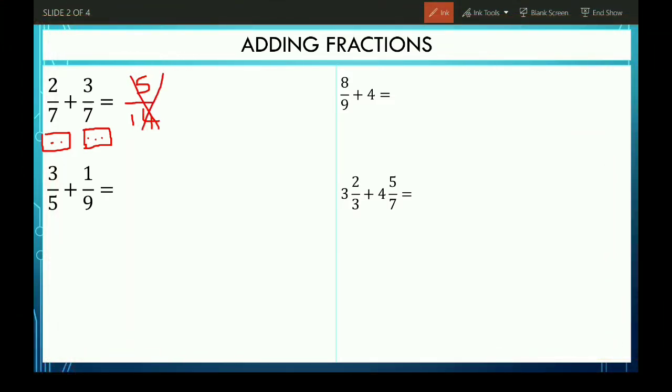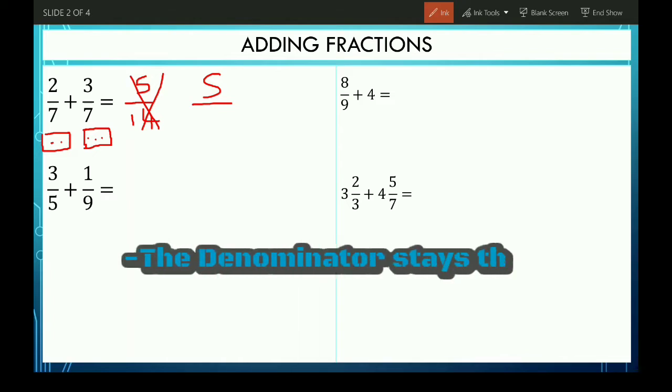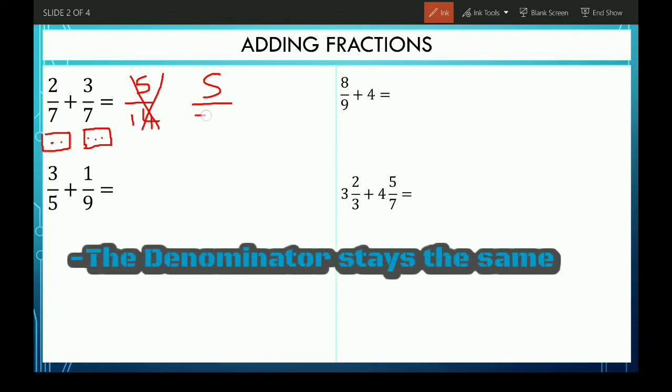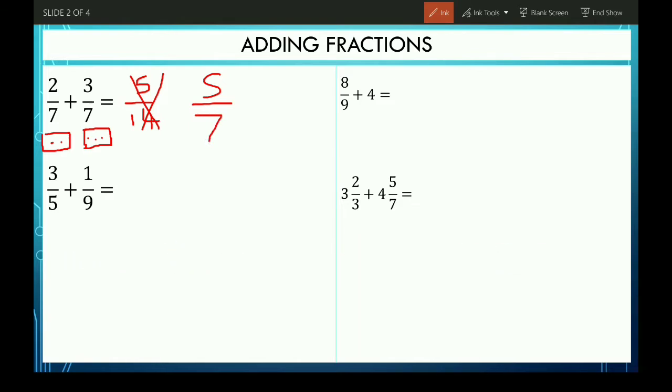So if I put all the pizzas into one box, how many pizza slices have we got left? We've got 2 in this box and we've got 3 in this box. So we've got a total of 5. Now, we've only got one box left, remember, because we're going to throw the other box away. So how many slices can a box hold? That doesn't change. The denominator stays the same. It can only hold 7. So the answer is 5 over 7.